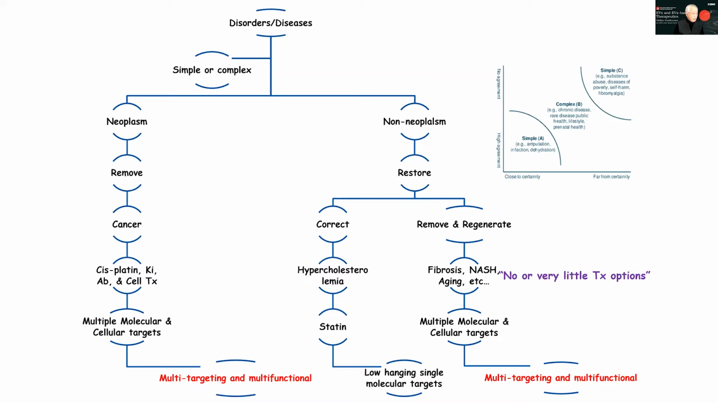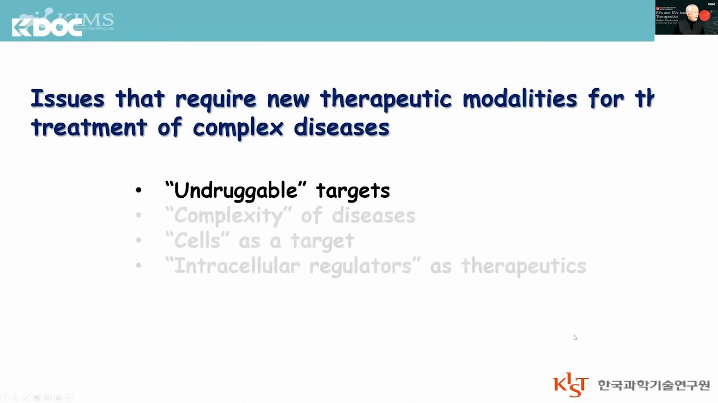To cure the hypercholesterolemia, we need to target one key enzyme, which is very critical in the biosynthesis of cholesterol. That's why we have statin. Whereas the complex disease is very much complicated with so many different molecular pathways, as well as many different types of cells. So we definitely need to develop multi-targeting and multifunctional new therapeutic modalities. So today I brought issues that require new therapeutic modalities for the treatment of complex disease.